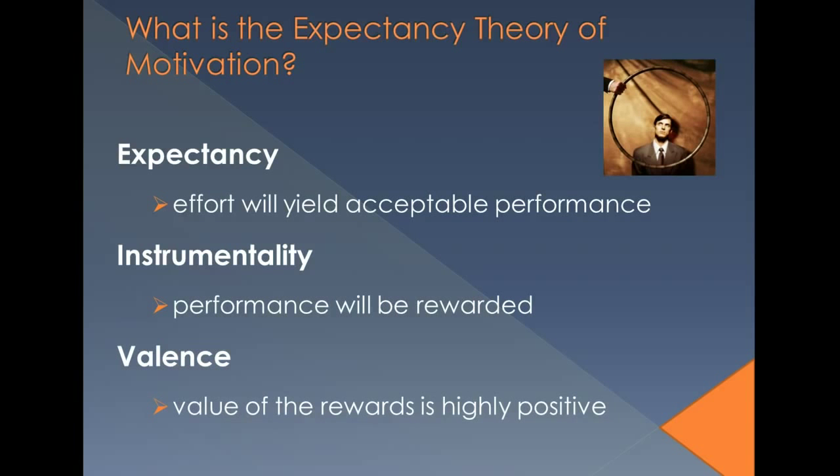So for expectancy, say you had some sort of goal. You may want to select capable workers, train them, support them, set clear goals. Instrumentality: clarify possible rewards for good performance, give performance rewards as they achieve goals. And then valence: identify needs and match rewards to high value needs. So sort of a pathway to success for the employee.